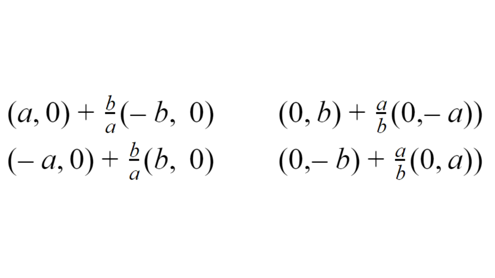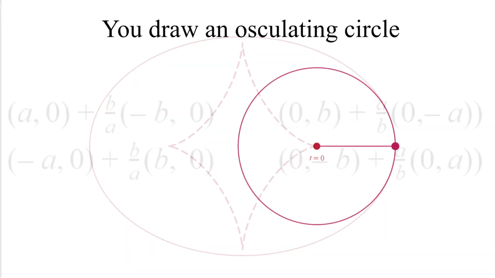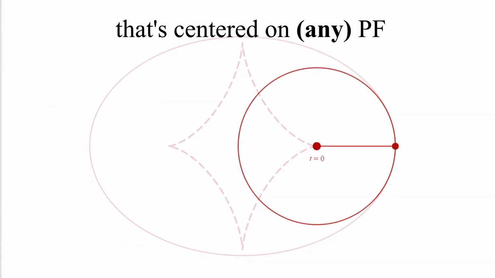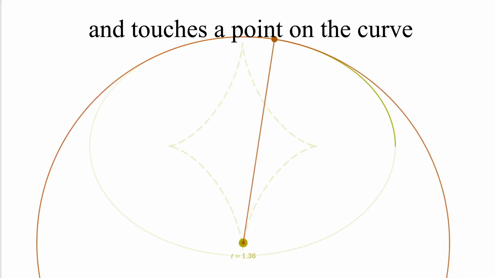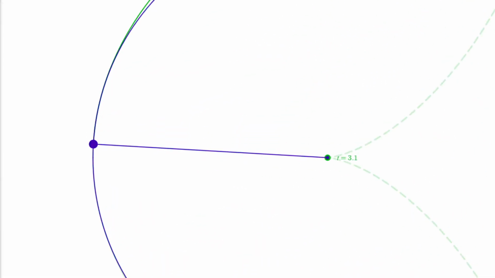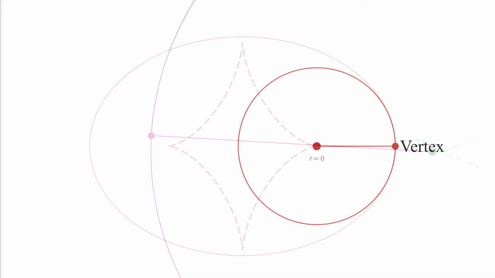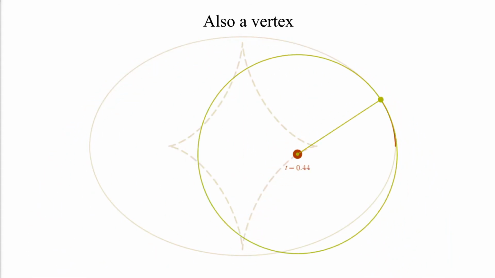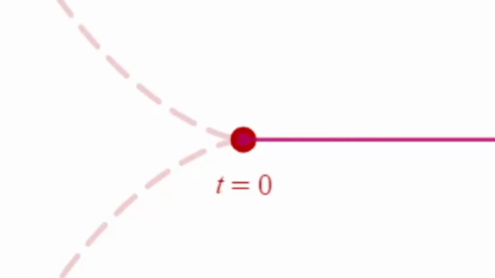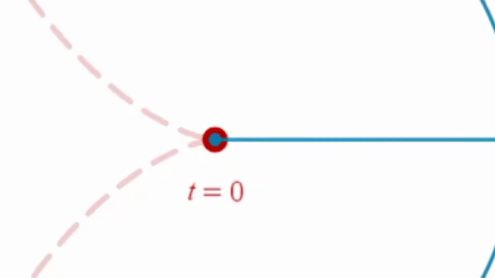So the significance of these points is that first, you draw an osculating circle that centers on the PF and touches a point on the curve. To add, I forgot to mention amidst this series that this point that is kissed by the circle is actually called the vertex, and to restate, the vertex is the point the osculating circle touches when its center is a pseudo-focus. So whenever the circle centers the PF and simultaneously touches the vertex, the osculating circle reaches its minimum radius.